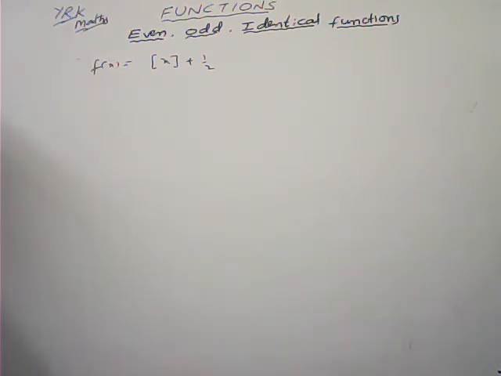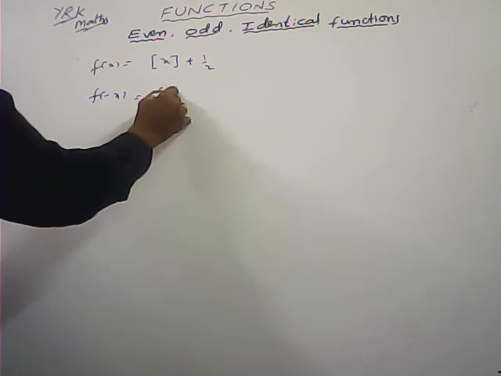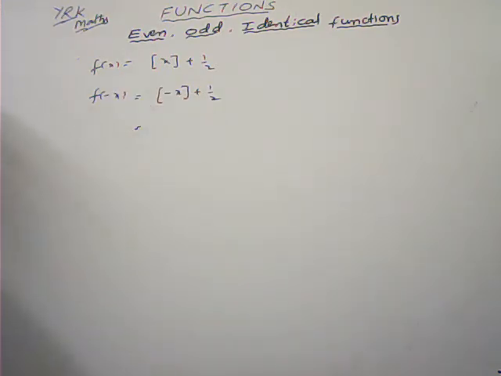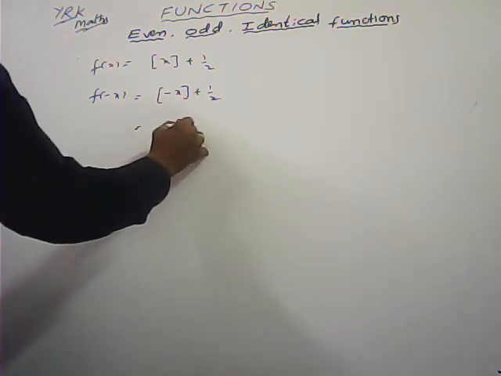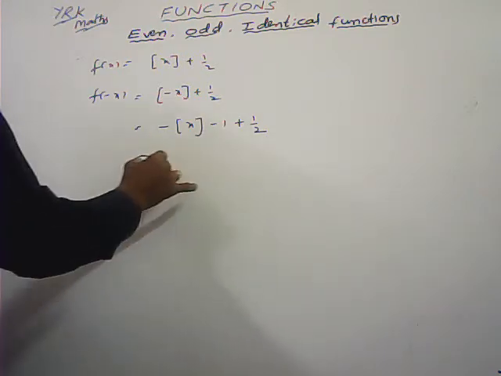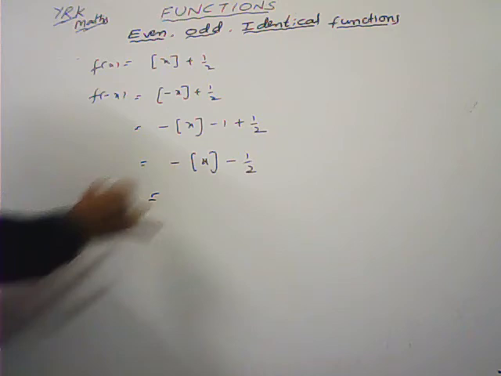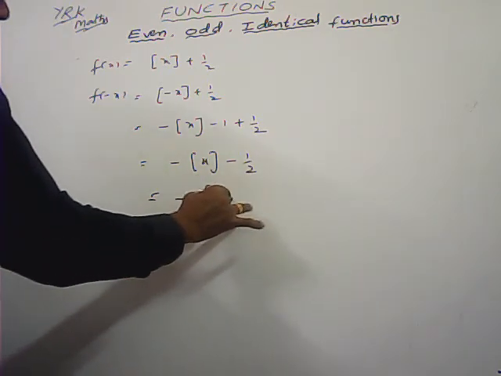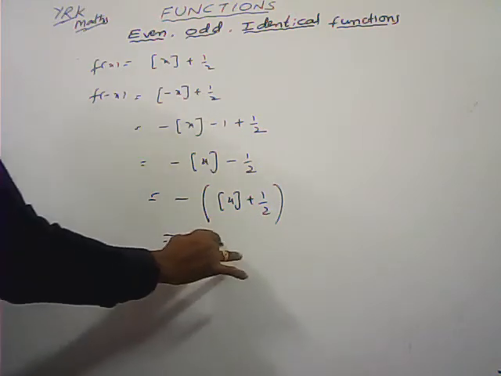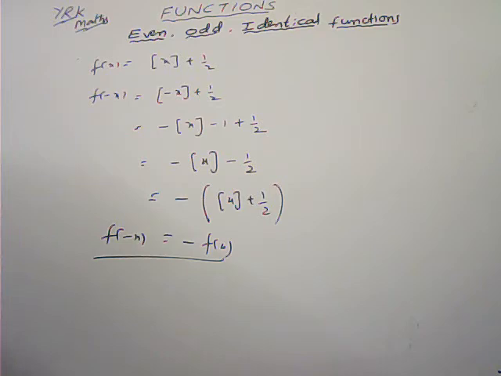Here f of x equals step x plus 1 by 2. F of minus x equals step of minus x plus 1 by 2. Step x, already I told you the property, step of minus x equals minus step x minus 1 plus 1 by 2. That equals minus step x minus 1 by 2. From these two terms we can take minus as common, minus of step x plus 1 by 2, that is equals minus f of x. So here f of minus x equals minus f of x. So the given function f of x is an odd function.